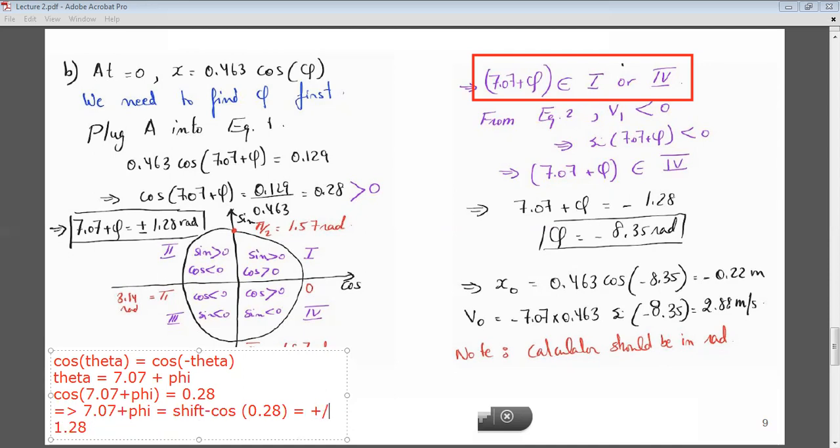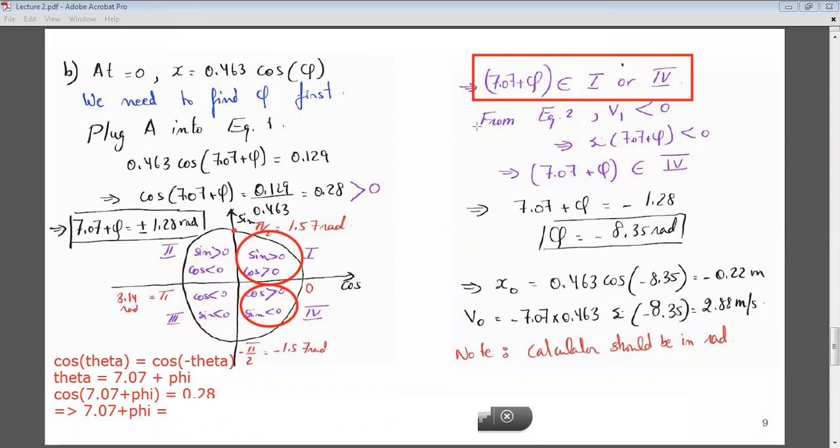So this is plus or minus 1.28, because cosine theta is equal to cosine minus theta. So the shifted cosine can be plus 1.28 or minus 1.28. Now to decide which one of them, I look here and I see that the cosine is positive. If the cosine is positive, then we are either in this region or in this region.